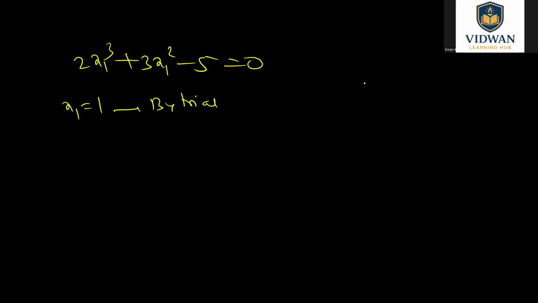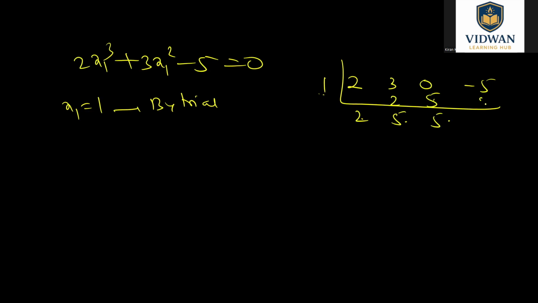Rest of the roots, you can actually use synthetic division. So right here, coefficient of x1 cube, then x1 square, x1 is not there, so 0, and constant. Usually the first root you try should be a factor of this. And we already know one root, so I'll write 1. Carry this 2 down, then 2 into 1, write it here. 3 plus 2, 5. 5 into 1, 5. 0 plus 5 is 5. 5 into 1, again 5. Minus 5 plus 5 is 0. So basically, we have found one root by trial. If x1 minus 1 is one factor, the rest of the factors will have the coefficients 2, 5, and 5. So it should be 2x1 square plus 5x1 plus 5.